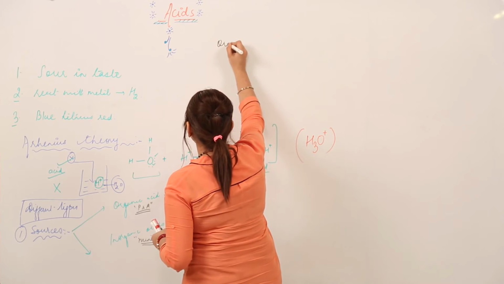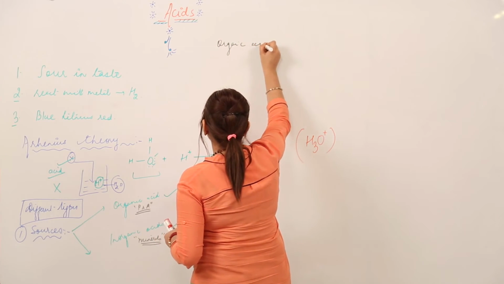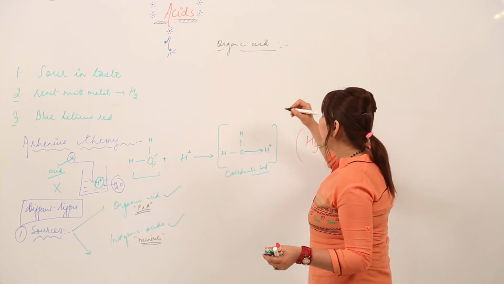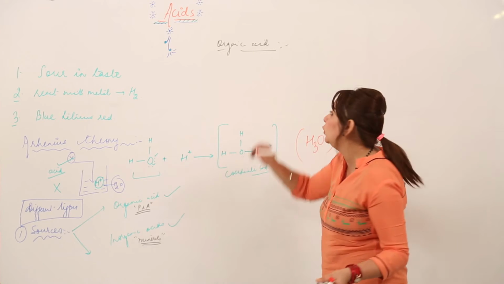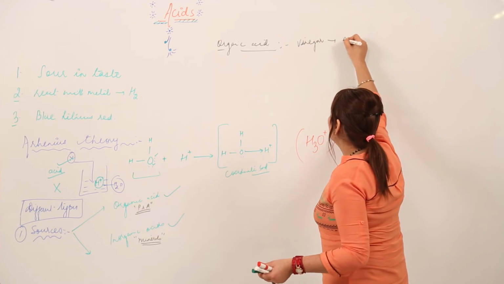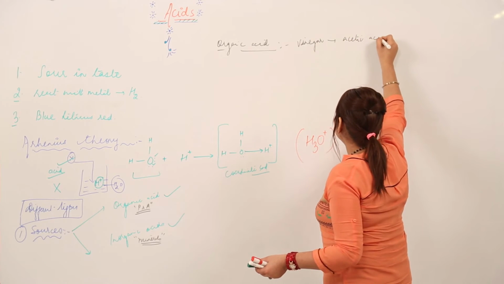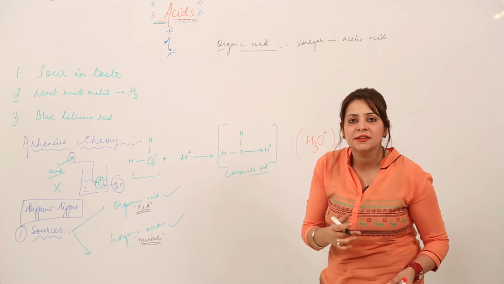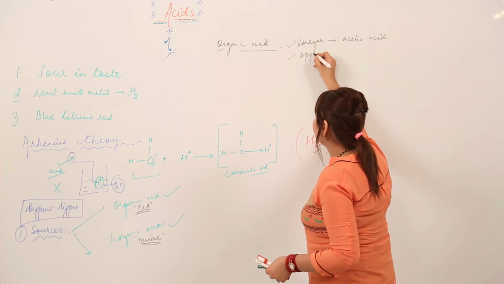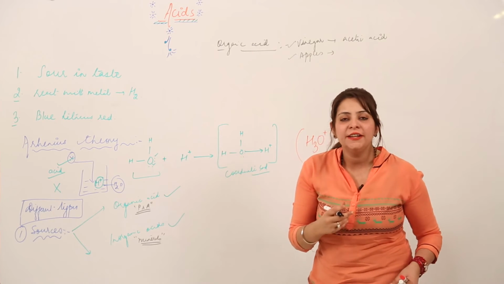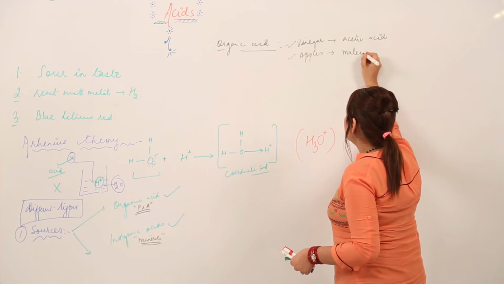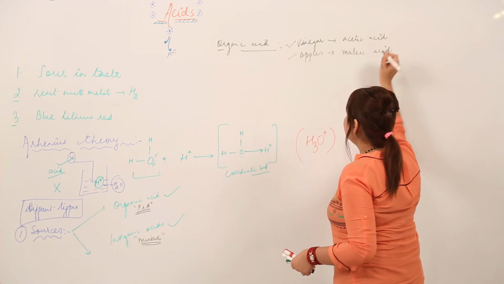When we talk about organic acids, you know that we get these acids from plants or animals, right? The vinegar which you use in your kitchen is also acidic in nature, because it contains acetic acid. The apples you are eating are also acidic in nature, they also contain an acid. And what is the acid present in them? It is malic acid.